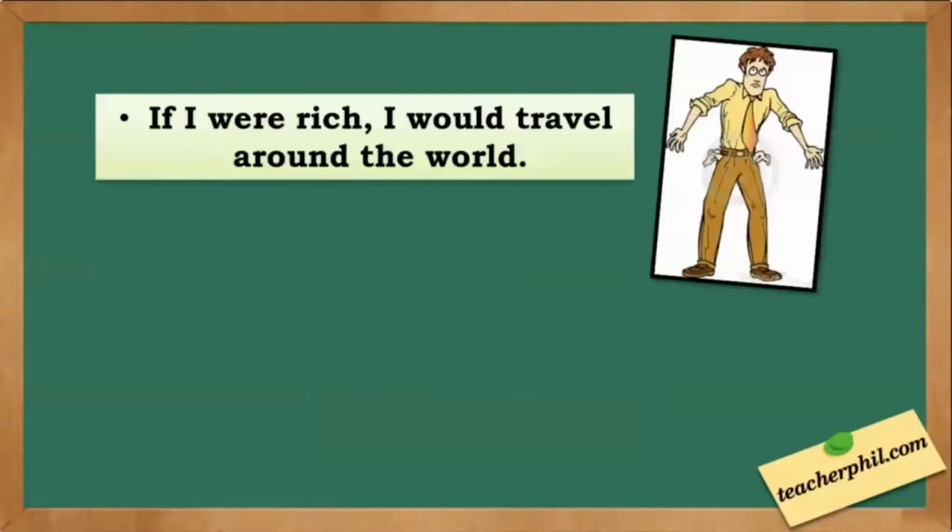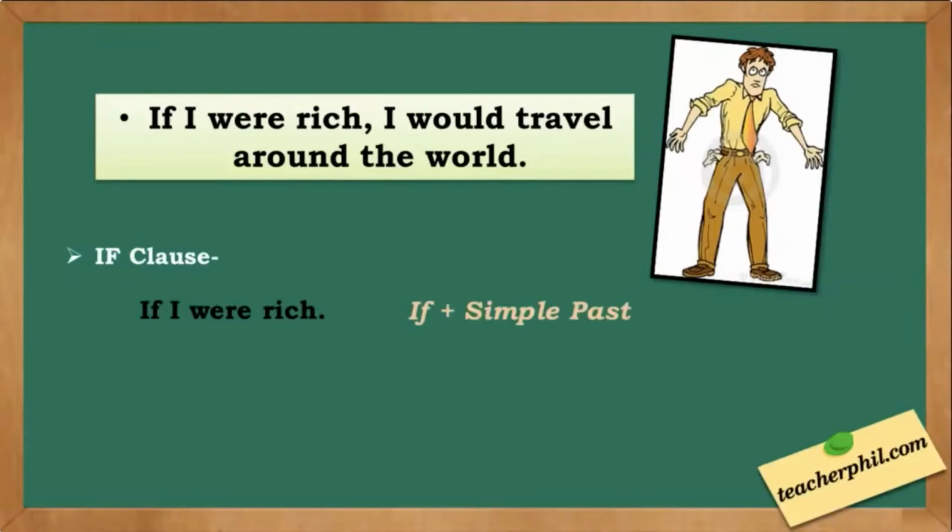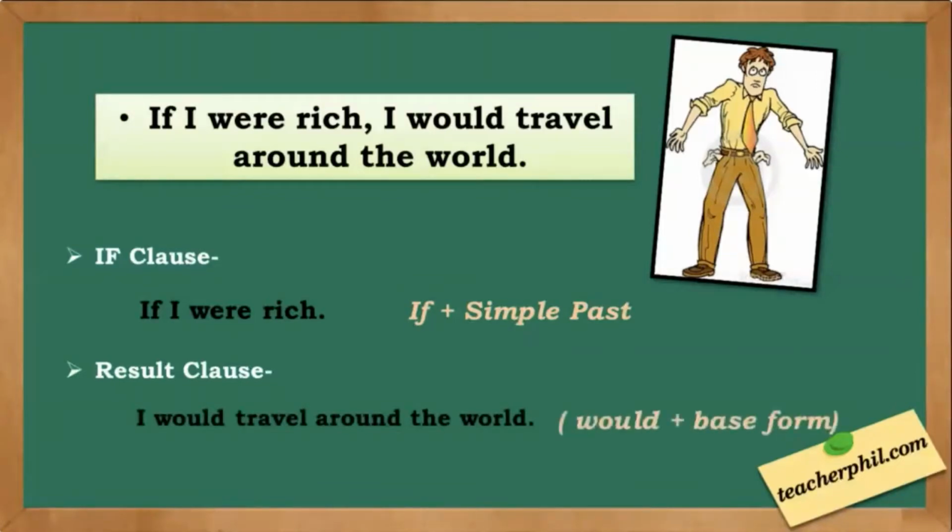For example, if I were rich, I would travel around the world. The current situation of the speaker is far from being rich, so this is not possible. The if clause here is, if I were rich; we follow the pattern if plus past simple. The result clause is, I would travel around the world, and we follow the pattern would plus base form, travel.